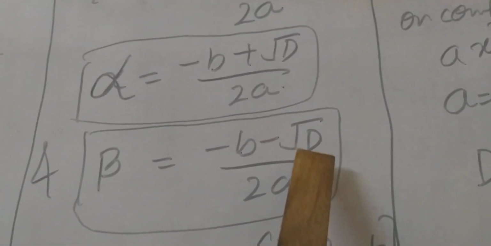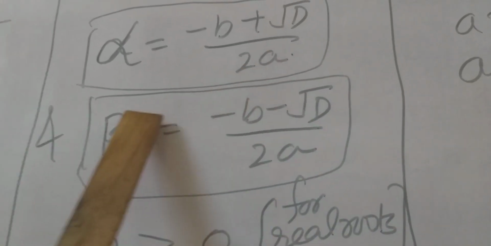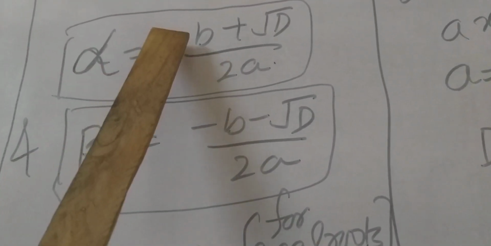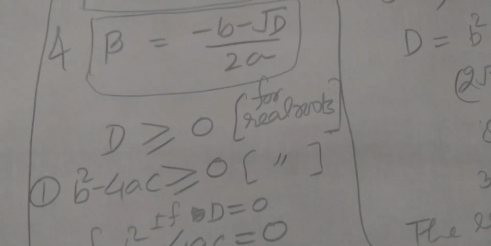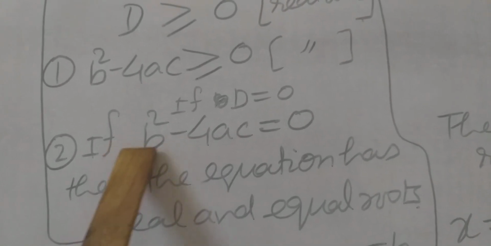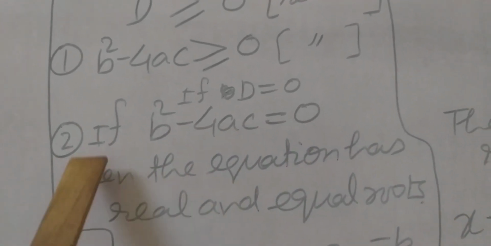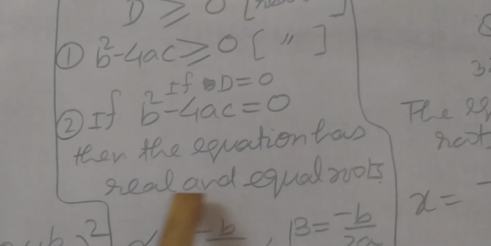Students, if D equals 0, then this part will be removed. The values of alpha and beta are minus b upon 2a. Both are equal. So remember, if D equals 0, or you can say b square minus 4ac equals 0, then the equation has real and equal roots.